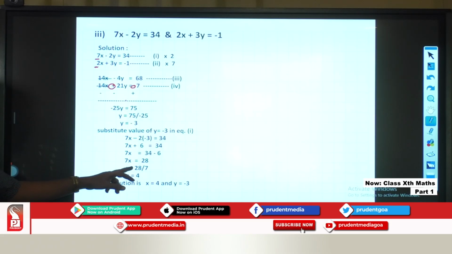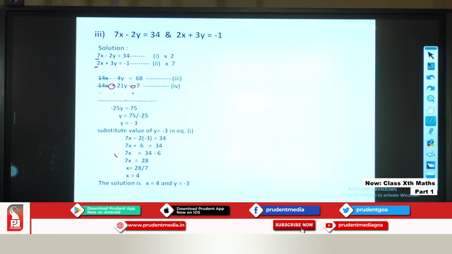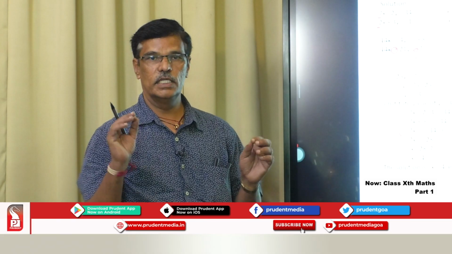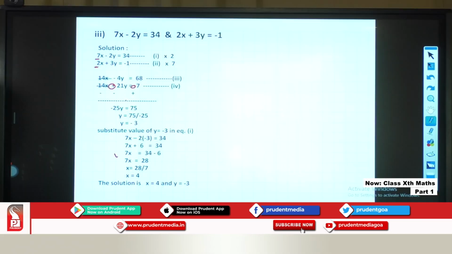Therefore x is equal to 28 by 7, because I am shifting the multiplied term to the right hand side. So what I am getting here? x is equal to 28 by 7. So I am getting x is equal to 4. And finally we write here, therefore the solution is x is equal to 4 and y is equal to minus 3. This final step is very important because it carries half mark. So every time you have to write the solution, whatever solution you are getting, you have to write it at the end of the problem.